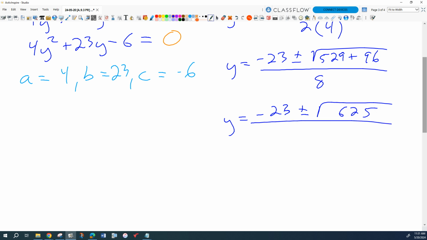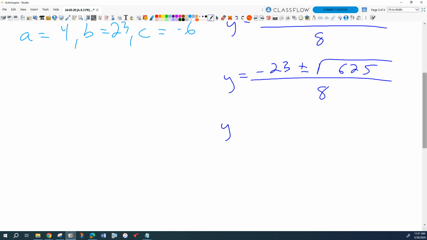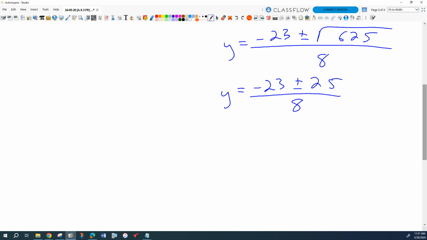And those are pretty big numbers, but how are you probably going to work with those big numbers? What are you going to probably use? Calculator, why not, right? So then what are my answers? Well, we're getting y equals negative 23 plus or minus 25 over 8. Okay, so what happens if we take the plus sign? We get negative 23 plus 25 over 8. What's negative 23 plus 25? 2. 2 over 8. Okay, that's 1/4. So there's one solution, right?